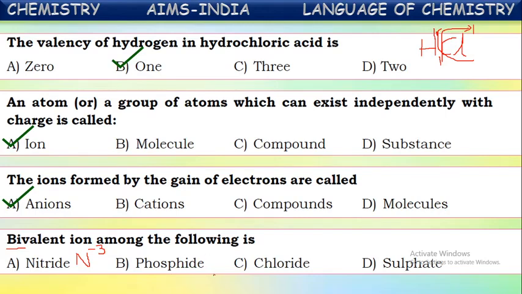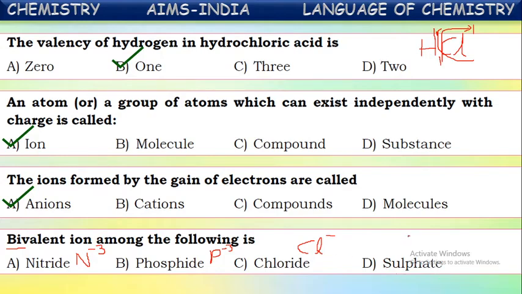Next, phosphide ion. Phosphide ion symbol is P minus 3. So phosphide ion also has valency 3. It is also a trivalent ion, not bivalent. If the valency is 3, then it is called trivalent. Now if you see chlorine, chloride ion symbol is Cl minus, formed by gaining of one electron. So its valency is 1. So it is called a monovalent ion.